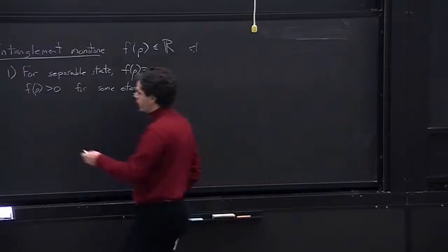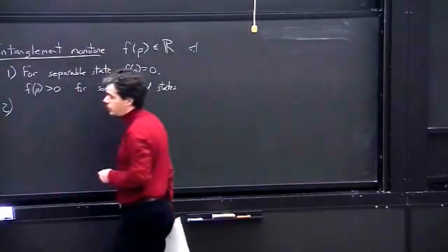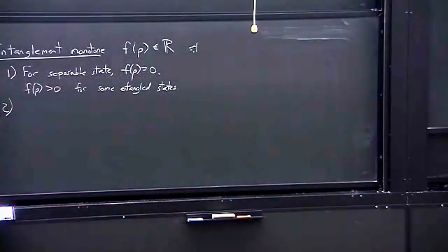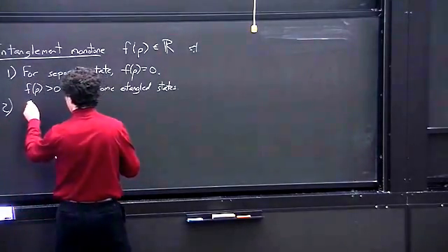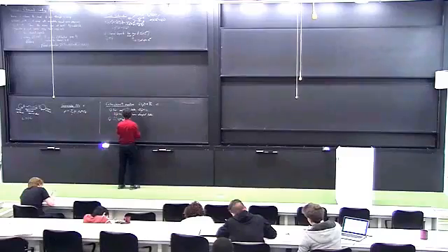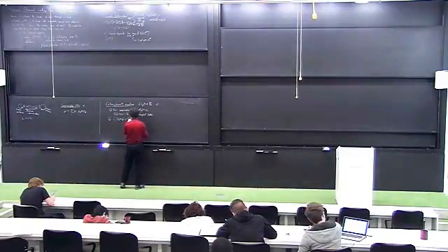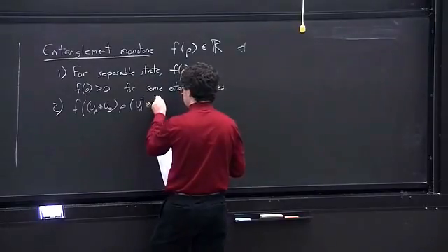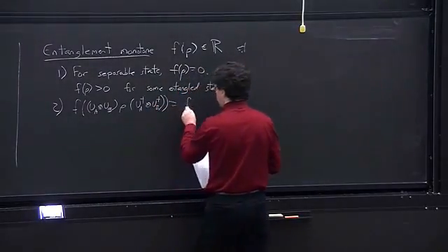OK, so the next thing I want to say is that suppose Alice and Bob have some state rho, and then they do some local unitaries. So no measurements, no classical communications, just unitaries. Well, that's just changing a basis. It shouldn't really change the amount of entanglement between them. So I want to say that it's invariant under local unitaries. So f of UA tensor UB, rho UA dagger tensor UB dagger, should equal f of rho.